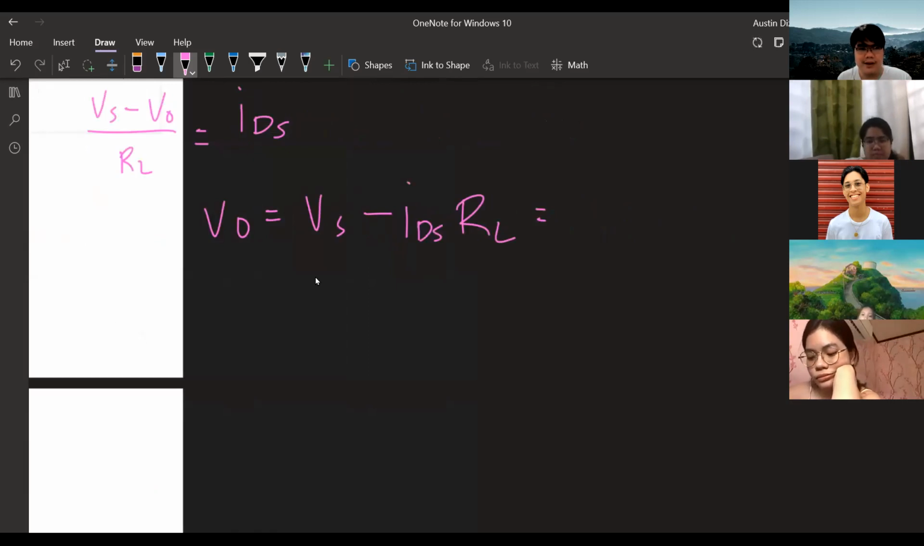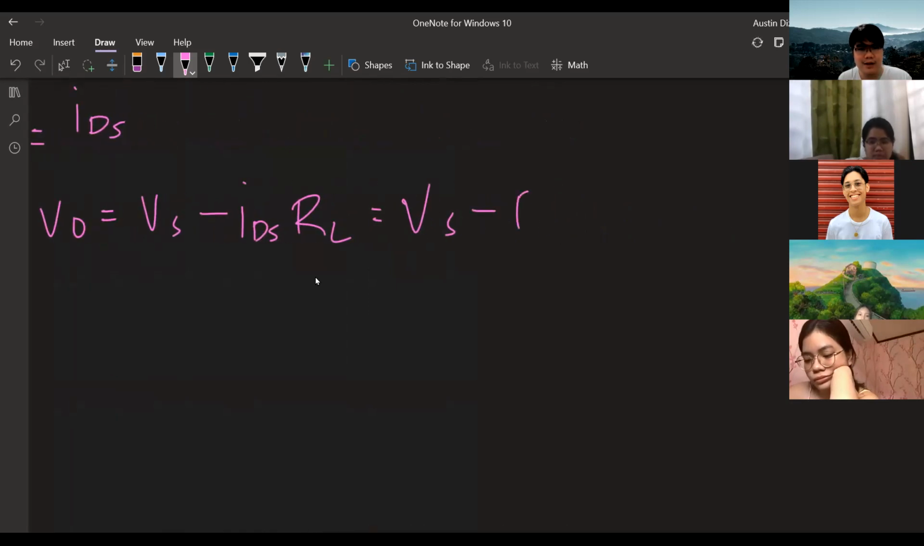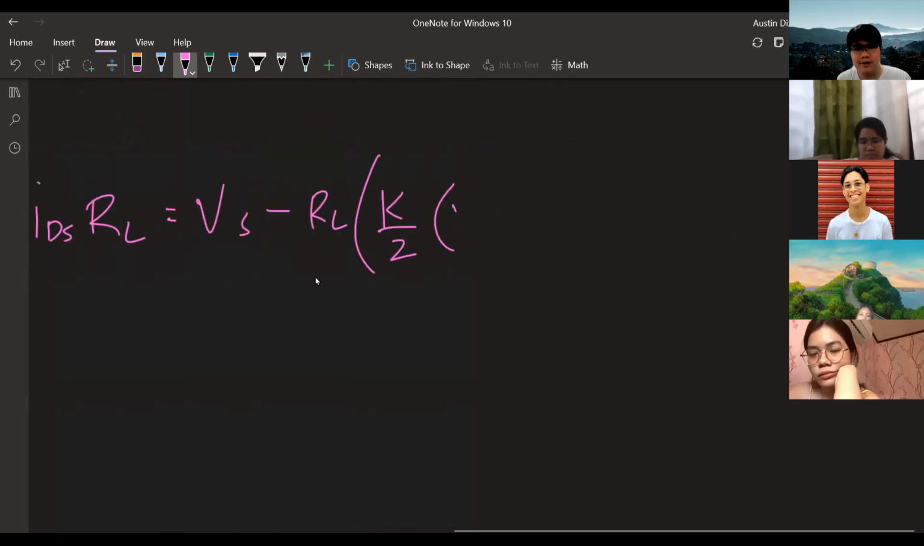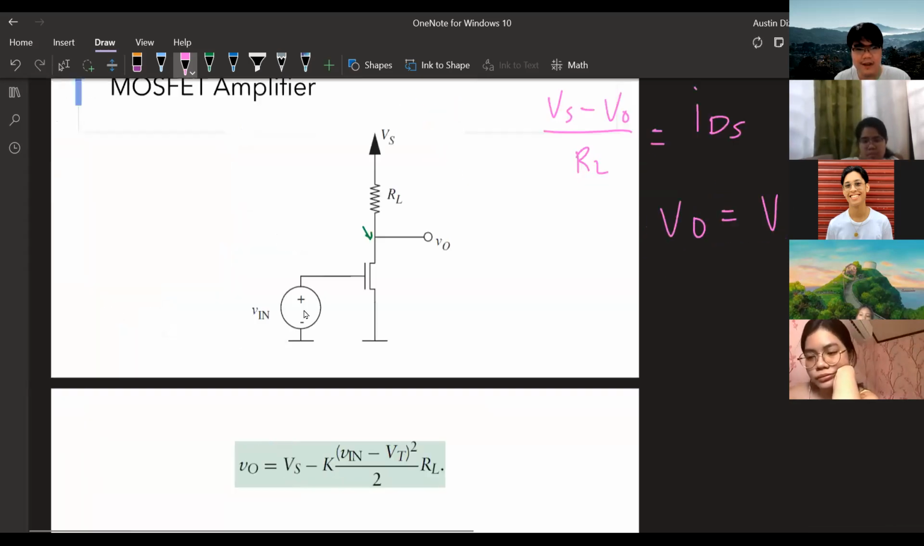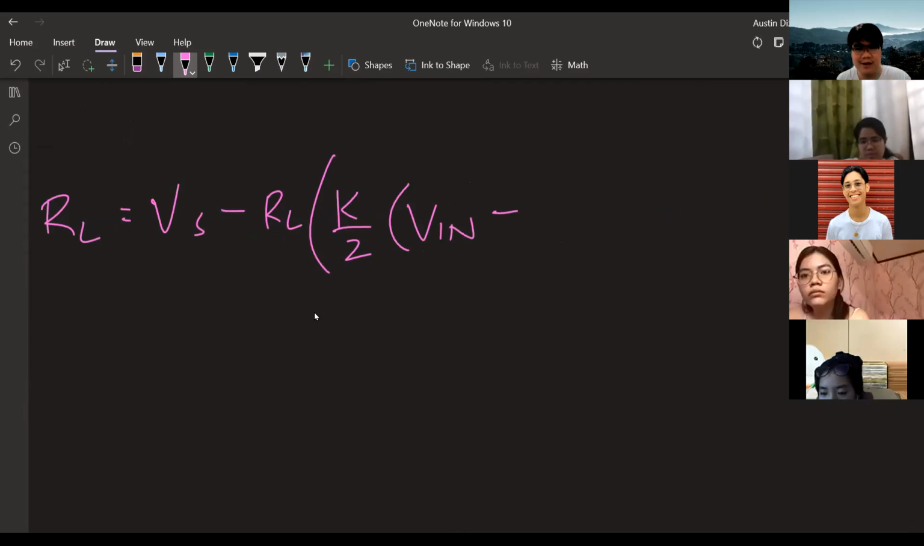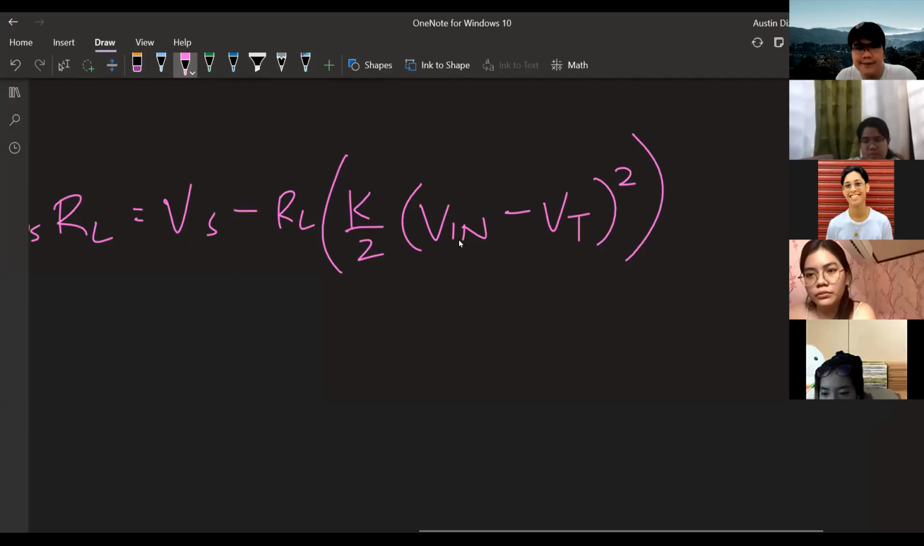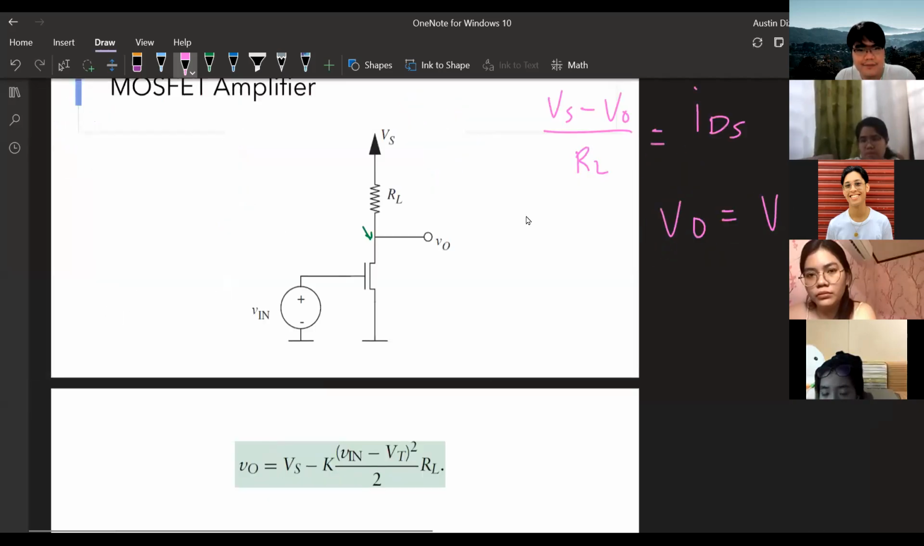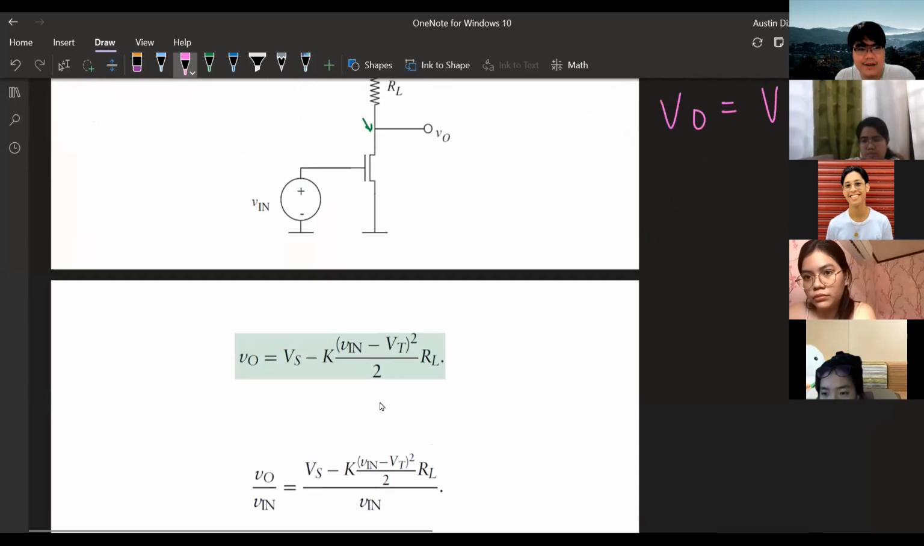Okay. So, with this, VS is given. I know my IDS to be some function K over 2, then, VIN. So, si VIN na kasi nasa gate, di ba? So, si gate na yung VIN. Papalit siya. Then, VT has to be in the properties of my MOSFET. So, given si VT, given si VS, given si RL. Okay. Given si VIN, and so on. So, you have this relation.